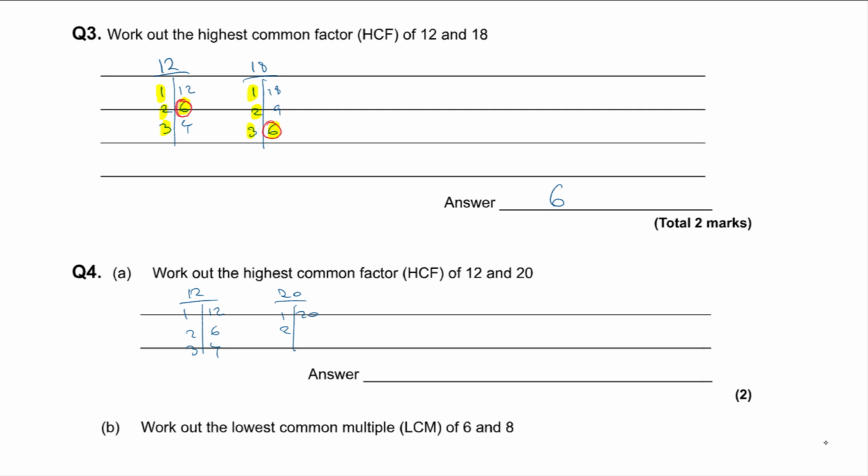2 goes into 20. Yep, 2 times 10. Does 3? Nope. Does 4? Yes, 4 times 5. And I've met myself coming down the other way then. There's no numbers between 4 and 5, so I know I've got them all.